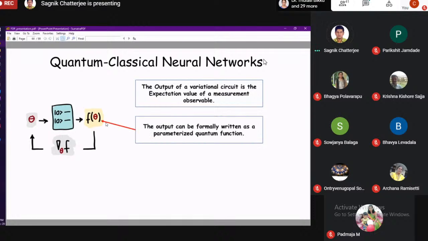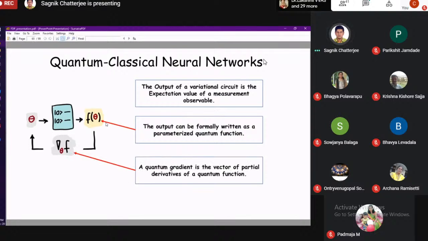So the output can be formally written as a parameterized quantum function. This quantum gradient is the vector of partial derivatives of the quantum function. Mathematically, it looks somewhat like this. You just take the partial derivative over the different components of the quantum vector. But the problem is that this is actually very hard to evaluate. Why is this hard to evaluate?